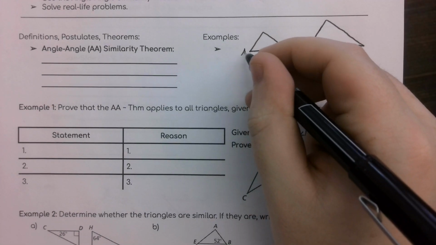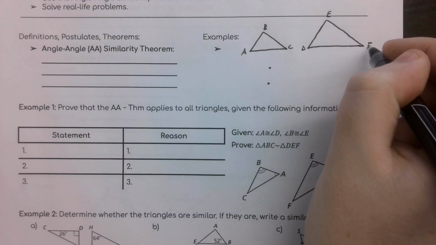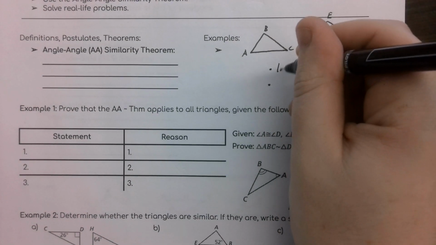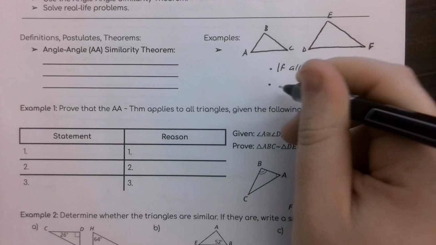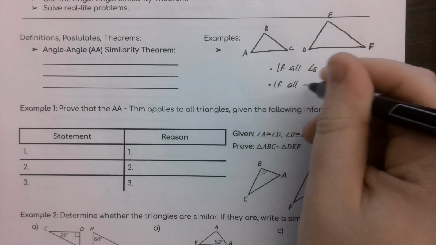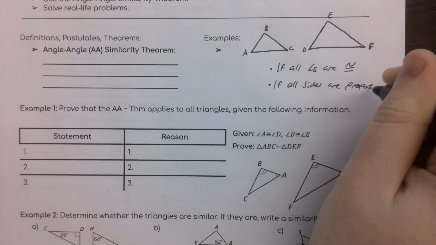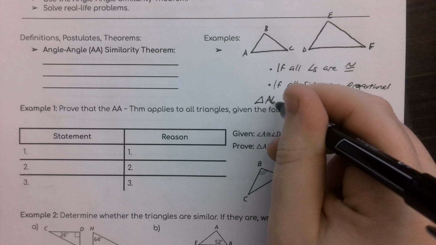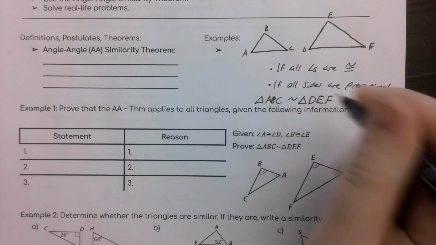With triangles, though, we have some exceptions. You see, with triangles, we don't need both things to be true. It's either or. So, if all angles are congruent, or if all sides are proportional, the triangles are similar. Doesn't need to be both.